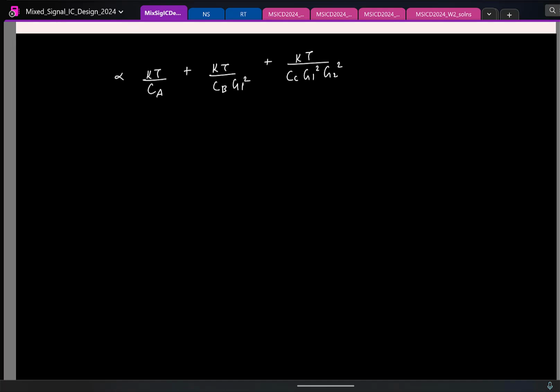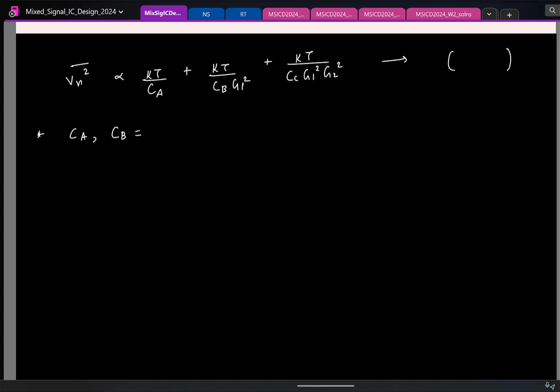I know this is the mean squared noise in the pipeline ADC. I know that this should be equal to some value from my specifications. The question is, how can I distribute it among each stage, right? So of course one choice is to say that I'll have equal noise coming from each stage. If I say that noise is same, that is this term is equal to this, then if the first stage has a capacitance Ca, what should be the capacitance used in the second stage?